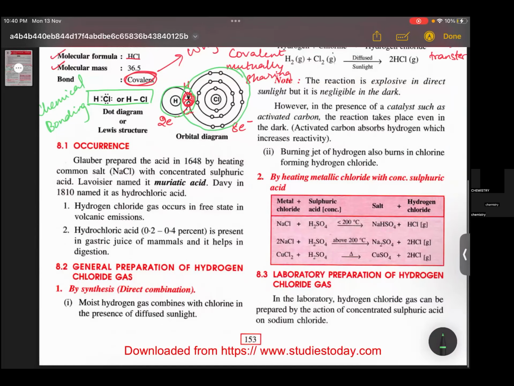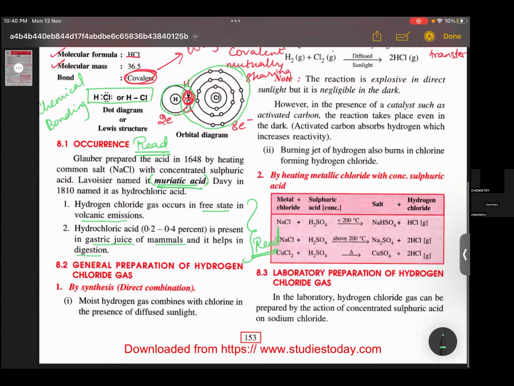Now, occurrence is not that important. You can just read this. What we need to know is that muriatic acid is another name for hydrochloric acid. Again, it occurs in free state in volcanic emissions. It's present in gastric juice of mammals, helps in digestion. This is just a read. It's not very important. Okay?